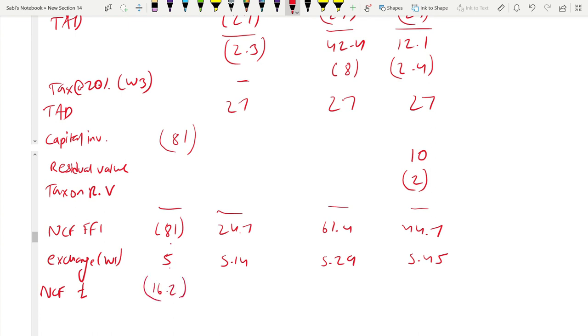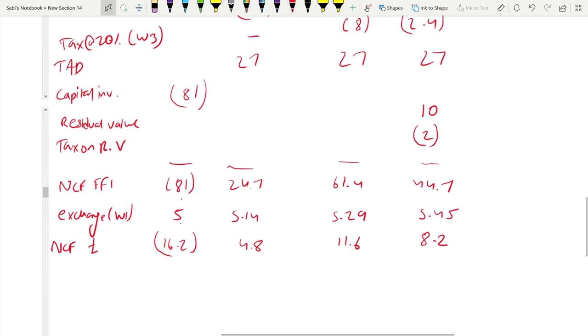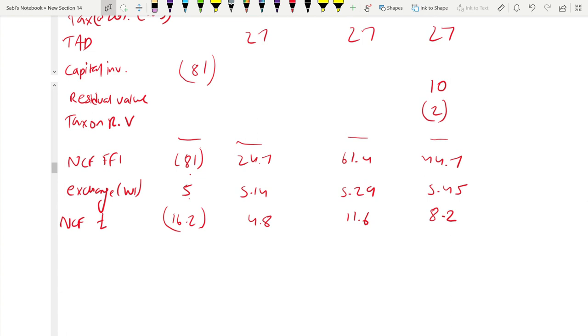16.2, 4.8, 11.6, 8.2. Okay, remember now all the UK currency, UK stuff. So in UK you are paying extra tax, so extra UK tax. For that you need to do working 4. There's a separate working for it. We'll come to that later.